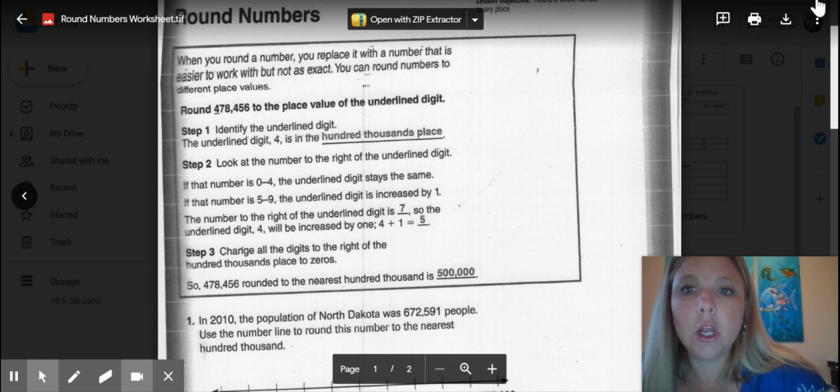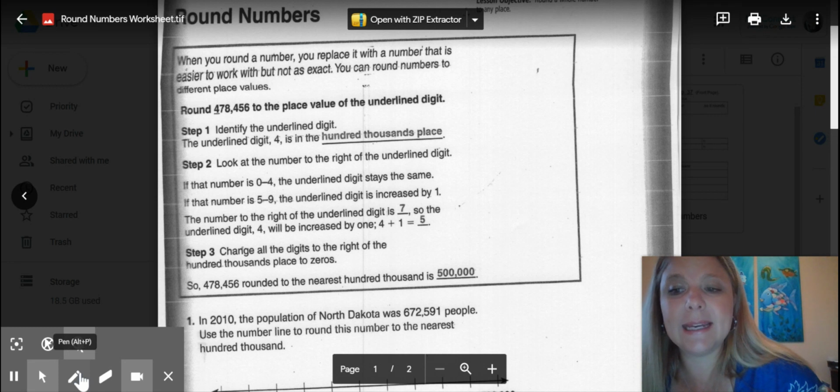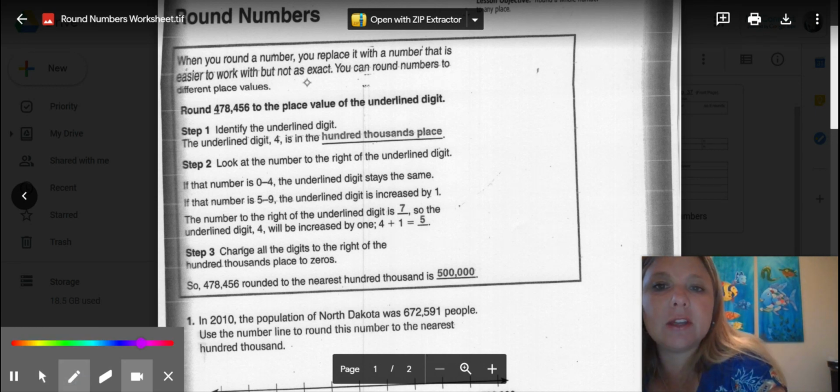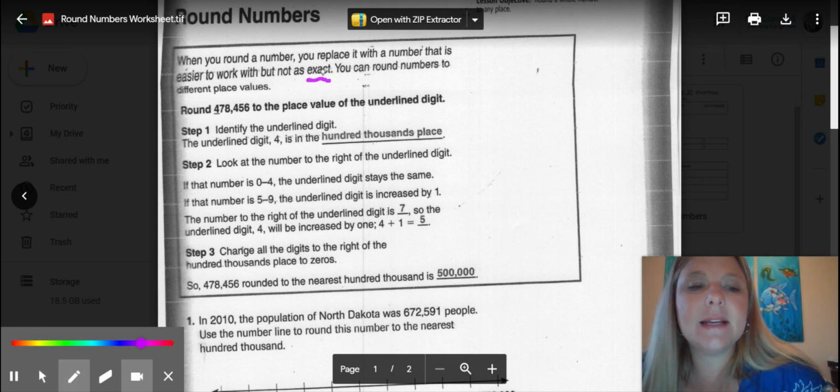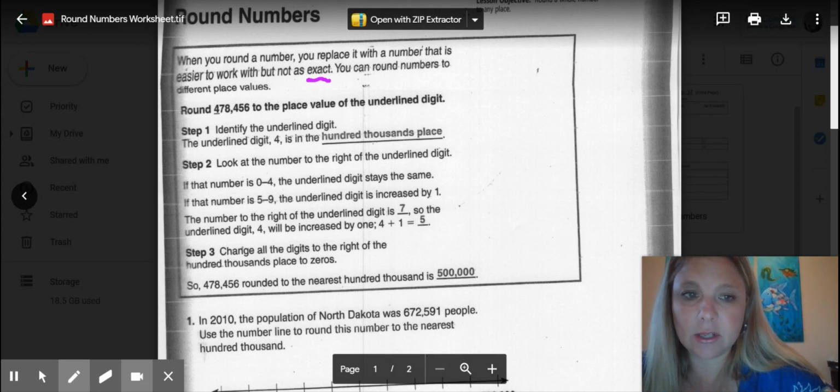I'm going to go ahead and read this task analysis because it does give you some really good information. When you round a number, you replace it with a number that's easier to work with, but not exact. I like this word exact because it is telling you that you are coming up with a general idea. It's not your exact answer. It's not the right answer 100%.